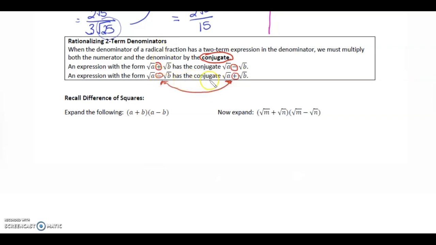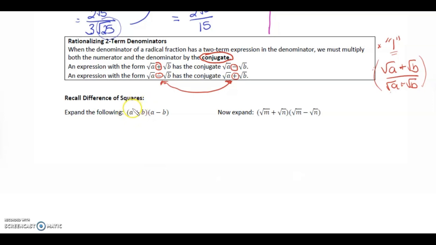Okay, and again, what we would be doing is we would be multiplying by 1. It's actually going to look like root a plus root b over root a plus root b, something like this. But this number here is actually 1. By multiplying this, again, we're just making our number look a little bit different. So let's recall difference of squares. Let's go ahead and expand these.